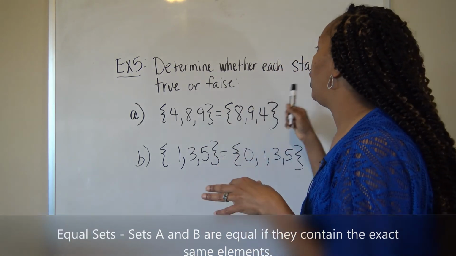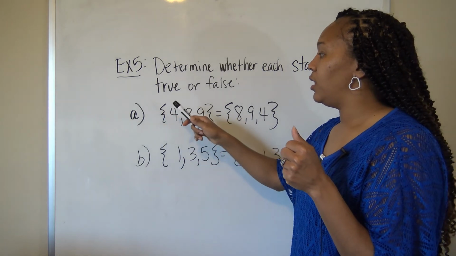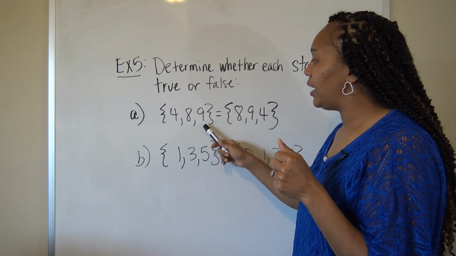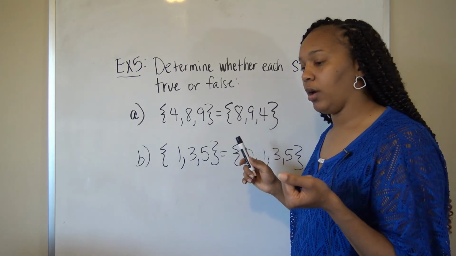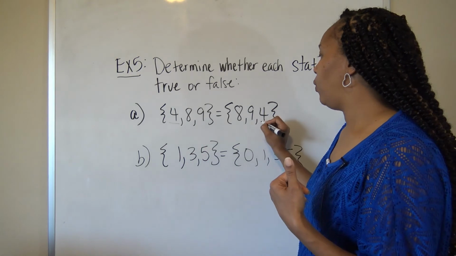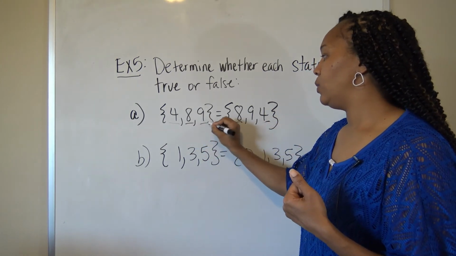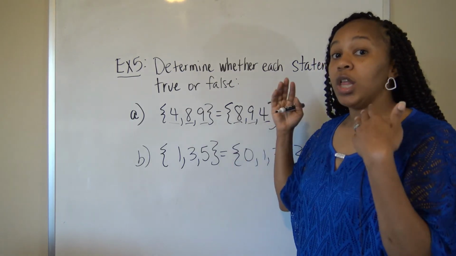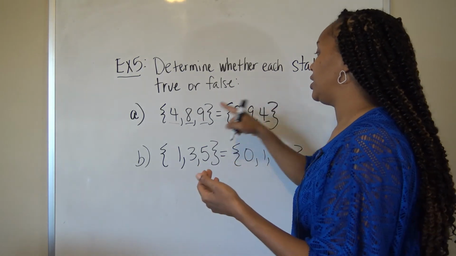So I have two examples, or one example with two different parts. We want to determine whether each statement is true or false. So this says that the set with 4, 8, and 9 in it is equal to the set with 8, 9, and 4 in it. Okay, so we want to look and see, do they have the same elements? So this set has a 4, this one has a 4. This set has an 8, this one has an 8. This one has a 9, this one has a 9. So those two sets have all of the same elements. So in this case, that is true.